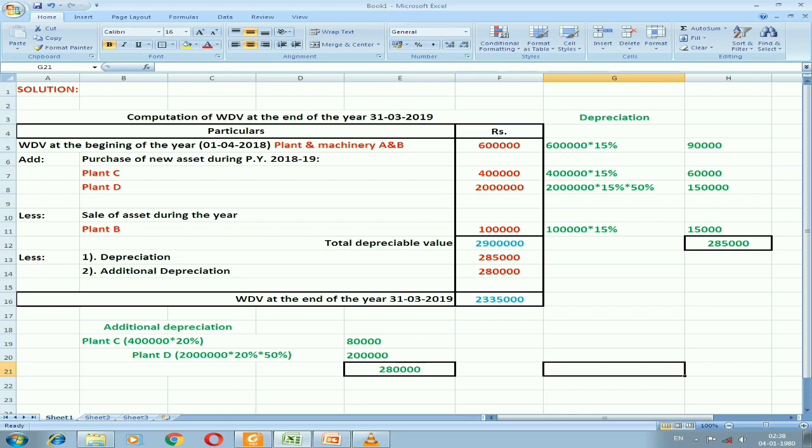If they ask you to find out the depreciation or total depreciation, you need to add 2 lakh 85,000 plus 2 lakh 80,000 and show that 4 lakh 65,000 is the total depreciation, if they ask you in the problem or illustration.